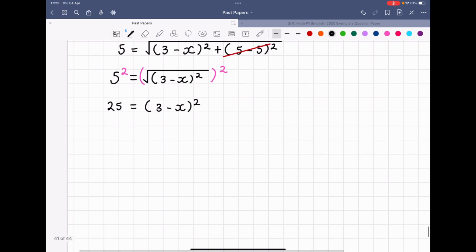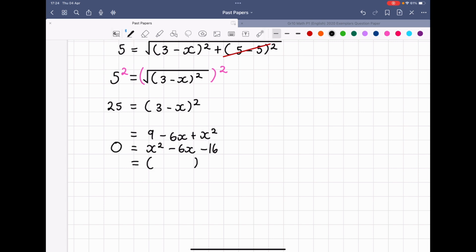Then I'm just going to expand this bracket, and I'm going to have 9 minus 6x plus x squared is equal to 25. Then I can take 25 to the other side, and I'm going to have 9 minus 25, which is negative 16. So just rearranging this, I've got positive x squared minus 6x, 9 minus 25 is negative 16. And now this is equal to 0.